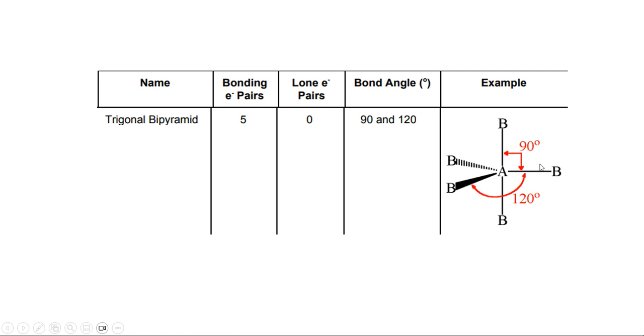Trigonal bipyramid. Bonding pairs is 5, lone pairs is 0, bond angles are 90 and 120. And here's an example. There's a 90-degree angle, and then there's a 120 angle between the bonds there. So again, bonded to five things, and zero lone pairs.